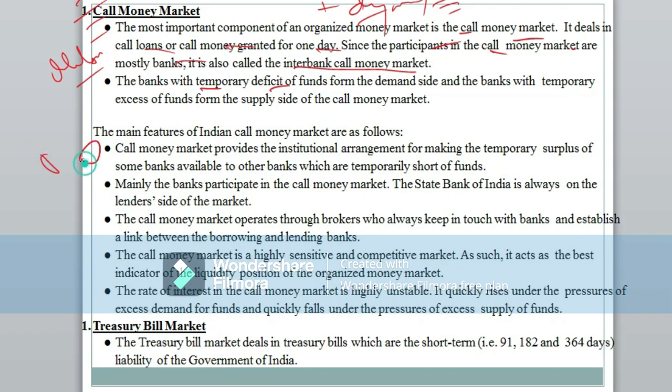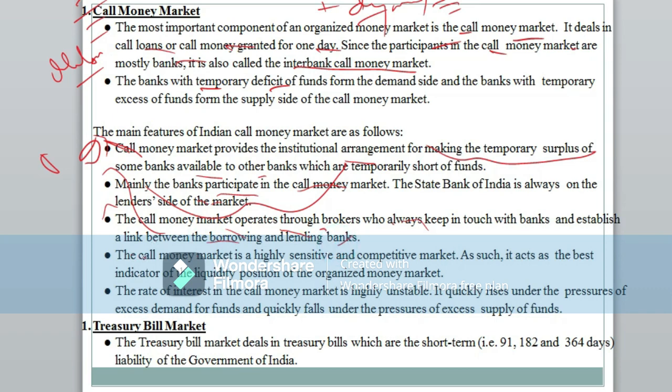Call money market includes the institutionalized arrangement for lending the temporary surplus of banks to other banks which are temporarily short of funds. It also has the participation of other institutions. State Bank of India is always on the lender side in this market. The call money market operates through brokers who always keep in touch with the banks and establish the link between the borrowing and the lending bank.